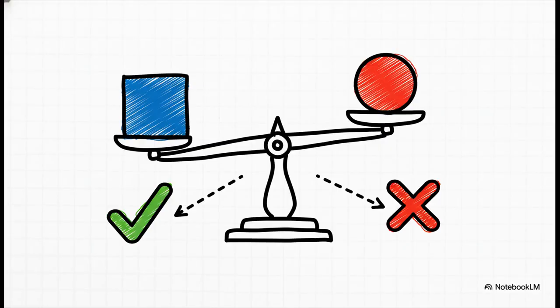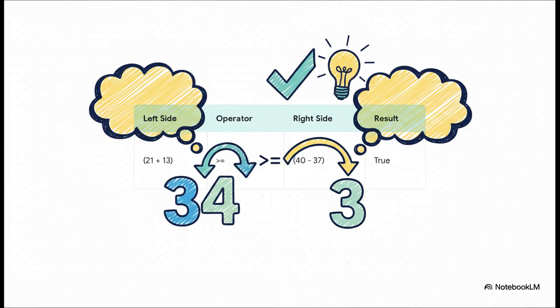But it's not all just about doing math. Expressions can also be used to compare things. We call these relational expressions, and their job is totally different. Instead of spitting out a number, they just give you a simple, straightforward answer, true or false.